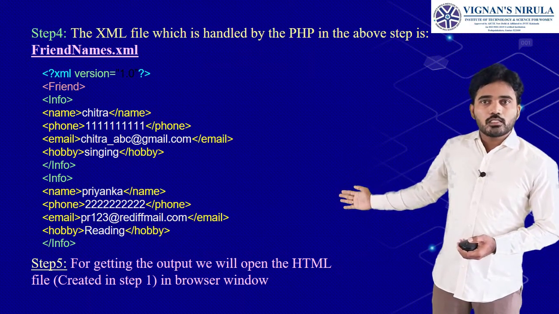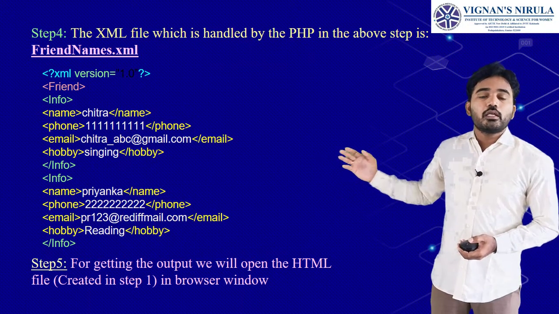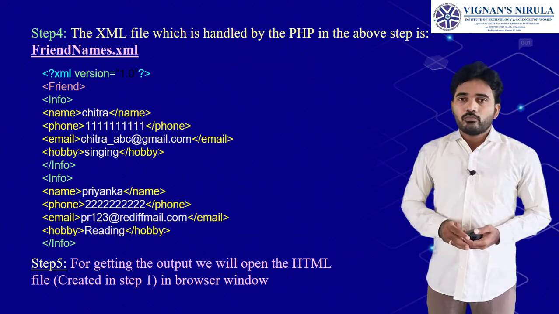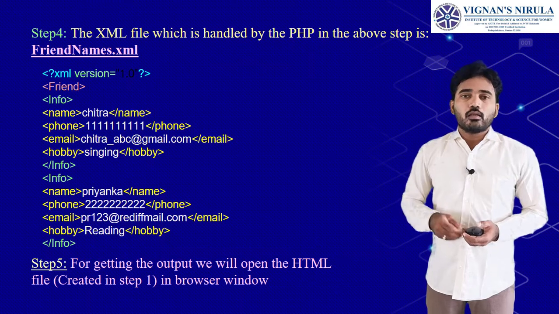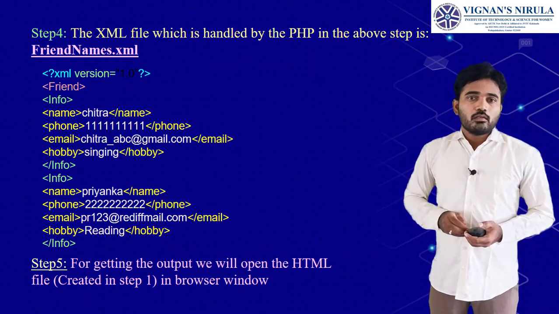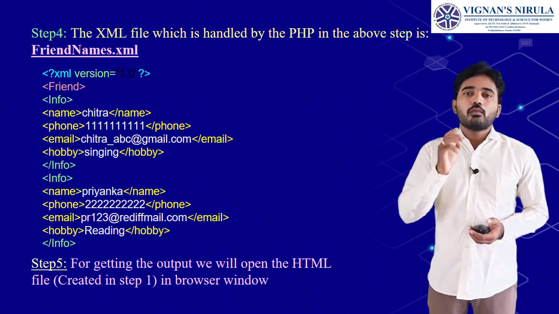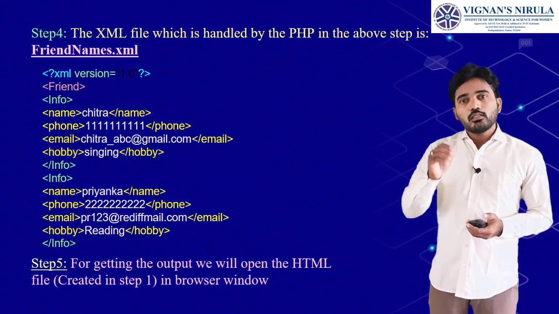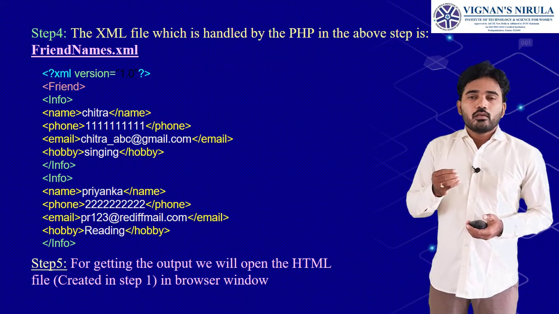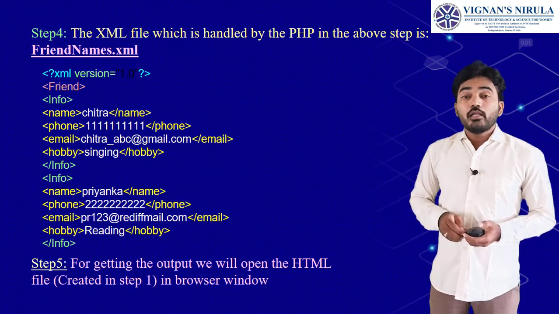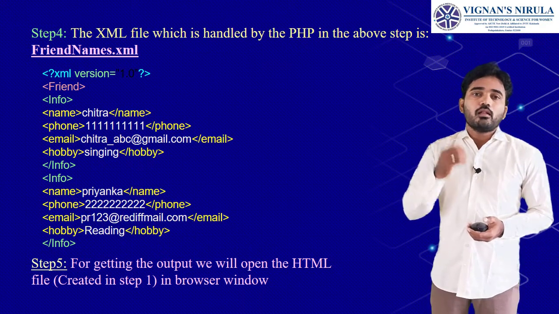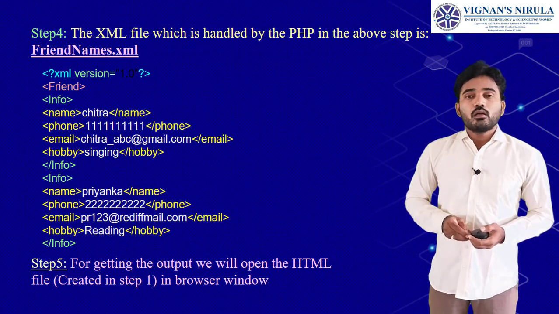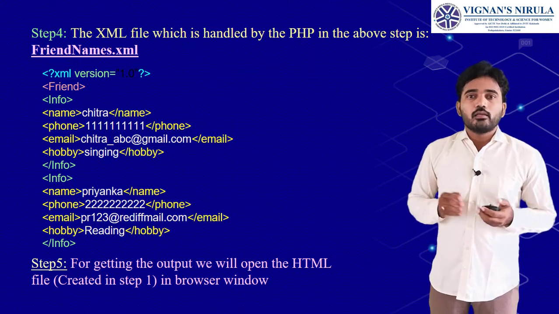Finally, in the last step, for getting the output we will open the HTML file created in step 1 in the browser window. In this way we integrate the XML as well as the PHP. First we created an HTML file, and to that HTML file we used a JavaScript as a reference. In that JavaScript we make use of the corresponding PHP file, and in that PHP file we are loading the XML document to retrieve the details of our friends. So, that is all about integrating the XML and PHP.